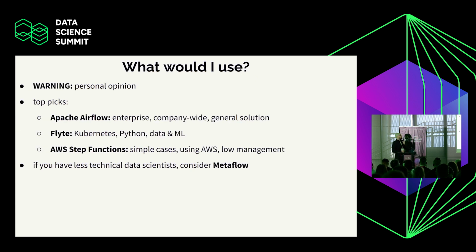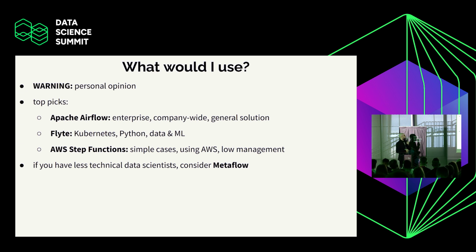So what would I use? And this is a personal opinion. This is absolutely a warning: this is what I think based on my experiences. I would typically use Apache Airflow because it's mature. It's maybe not the latest, the hottest, but it's proven. It really works. For enterprise, for company-wide orchestration, it's a very general solution with a lot of integrations. If I had to go for something, I would just deploy a Helm chart for Airflow on Kubernetes and go with it.